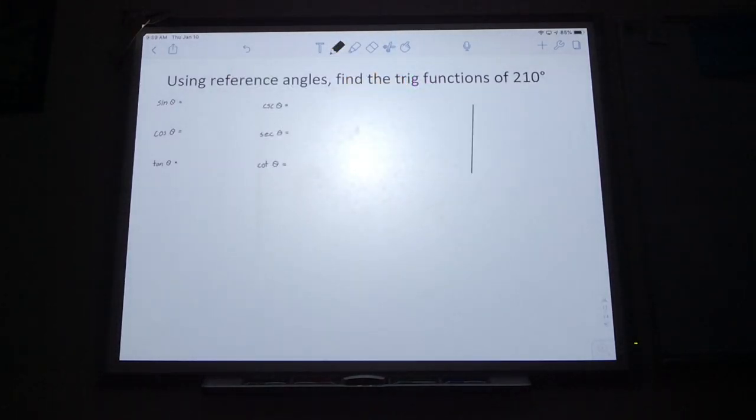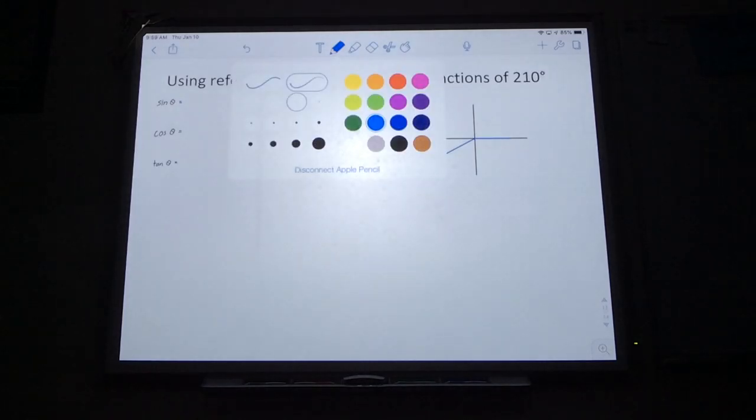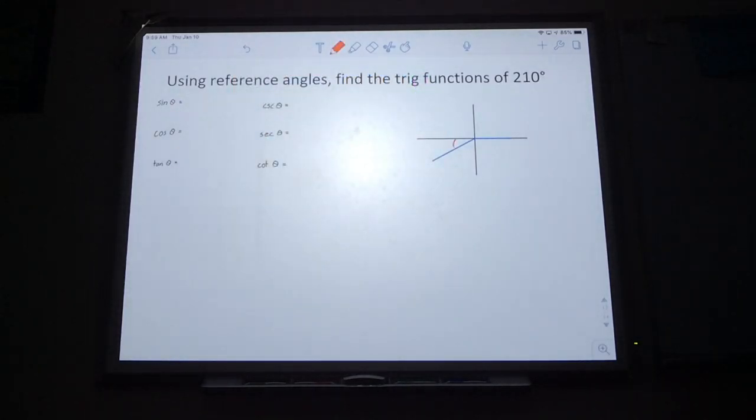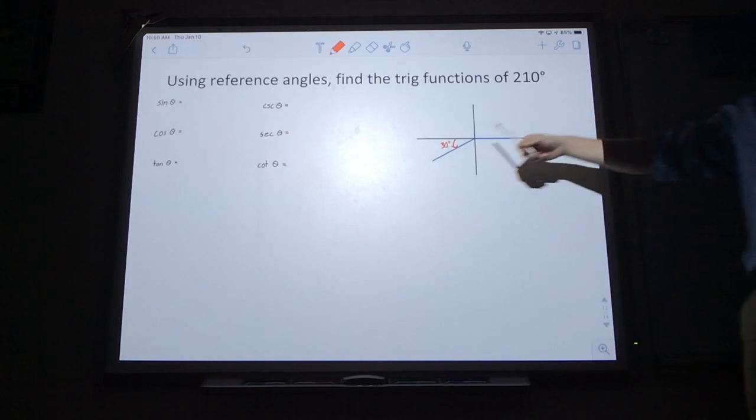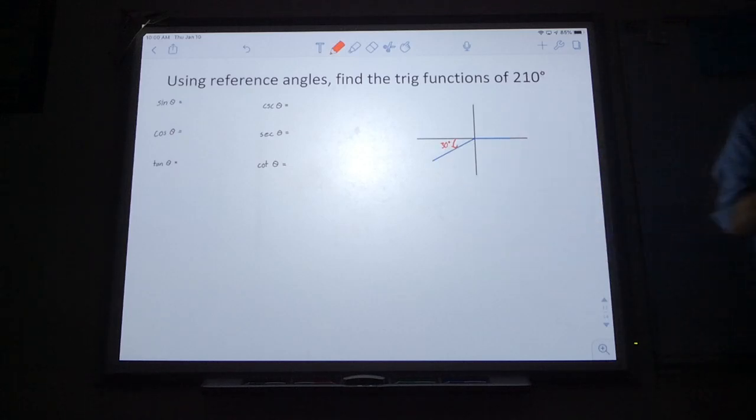Okay, so here is a graph. 210. 210 is a little bit past 180. So here's the start. It's about right there. It's a little bit past 180. How much past is it? 30 degrees. Okay, so our reference angle is 30 degrees. We know of a triangle that uses 30 degrees, so we can use that triangle in order to solve these.